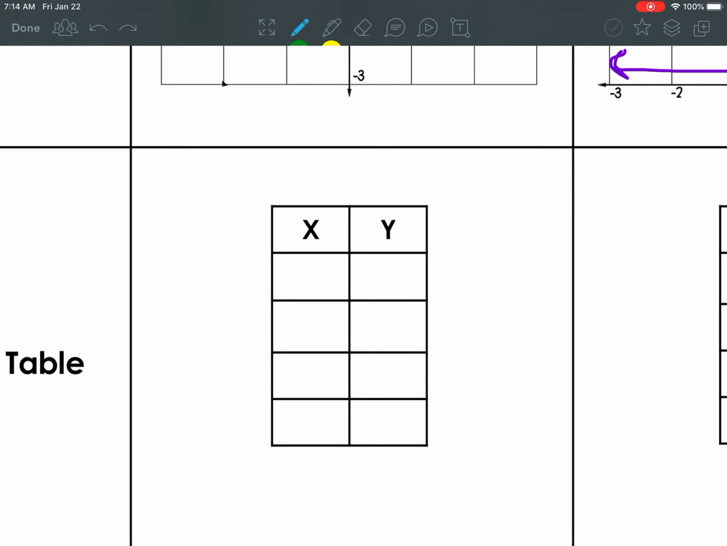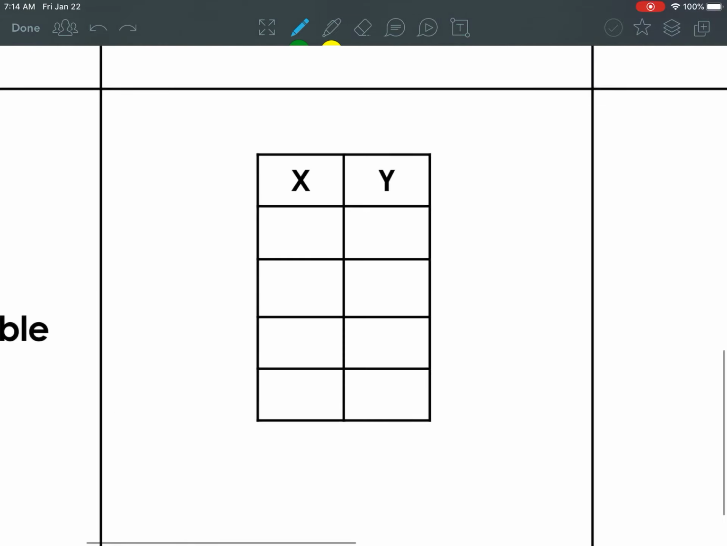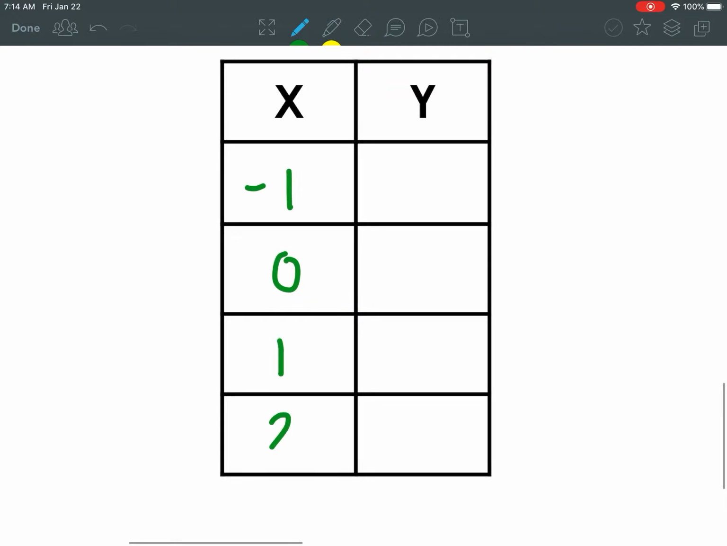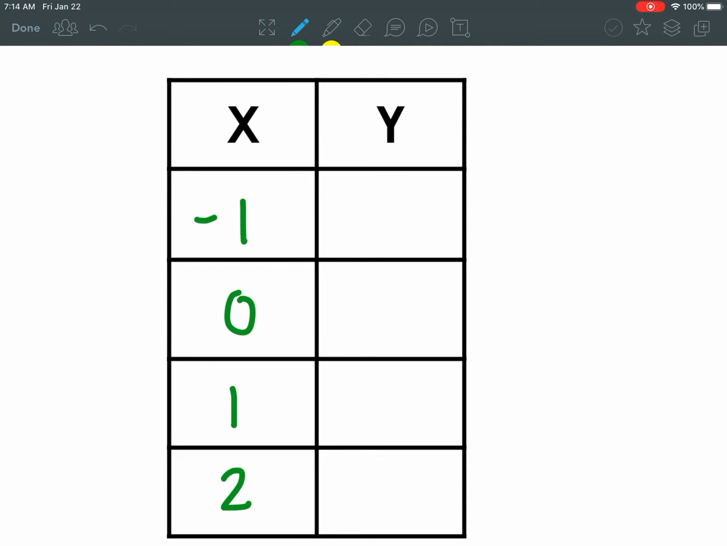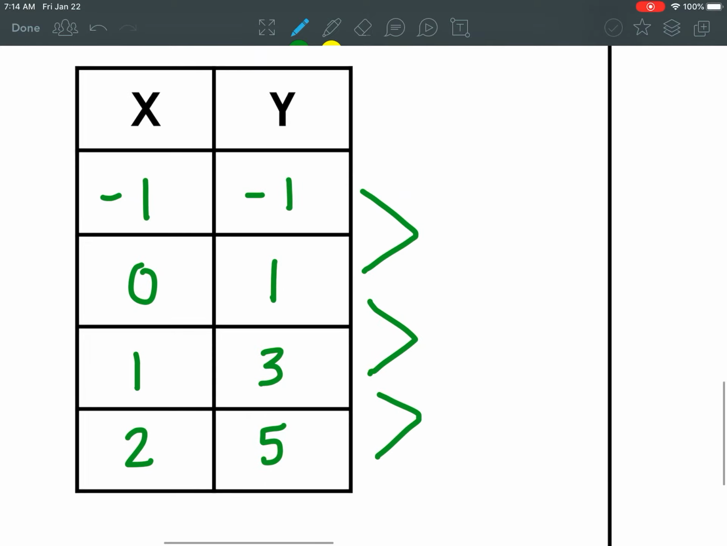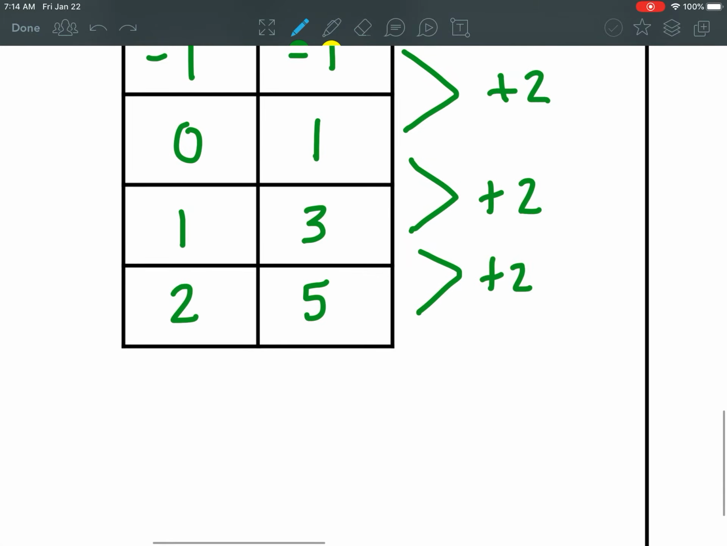Now, the tables, what we're looking for are patterns. Typically, you're going to have your x coordinates in increasing order. So I'm going to start with something like -1, 0, 1, 2. Remember, a lot of times we get to pick those, and then we figure out what the y value is, plugging it into the equation. But if we just have the picture of a graph, what we're looking for in a linear function is a consistent pattern, either adding or subtracting, no multiplying or dividing. So here, each time we are adding 2, so this is a linear function.